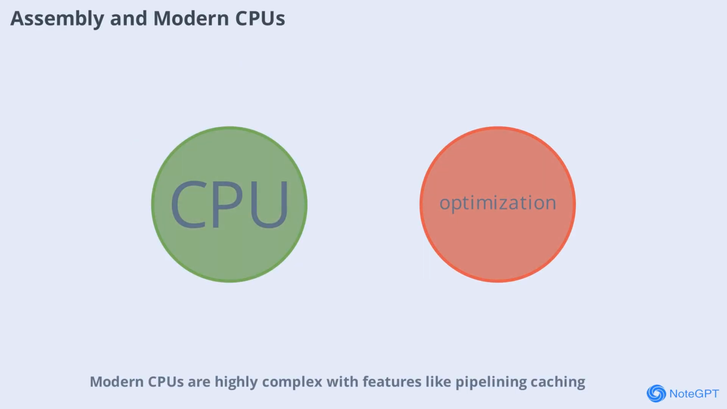Modern CPUs are highly complex, with features like pipelining, caching, and parallel execution. Writing efficient assembly code for these processors requires an understanding of these features and how they affect performance. Advanced programmers can leverage these capabilities to write highly optimized code.